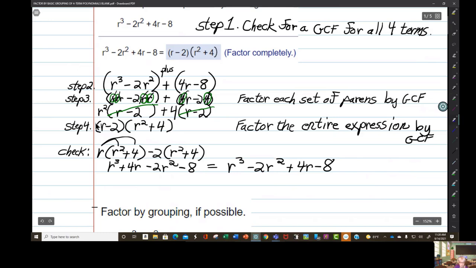Are you going to have to remember all these steps? Yes! Yes, write them on your brain. Better yet, put them in your notes. They'll be in my notes, but you'll learn it better if you do it.